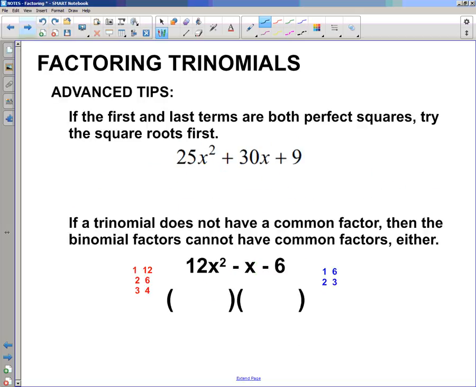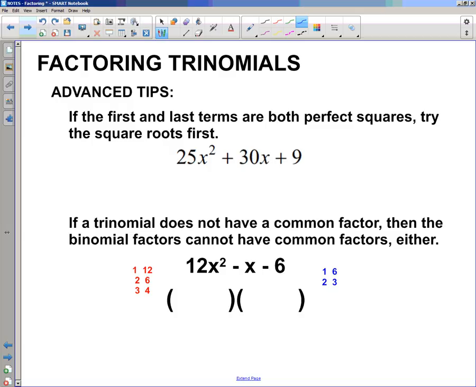All right, some advanced tips for you on factoring trinomials. Now, there's lots of little hints and shortcuts that I could give you. These are the two that are probably going to save you the most time and result in the least amount of confusion. But if you need to go ahead and practice some basic problems and come back to this later on, if you feel like you're confused enough, feel free to do that.